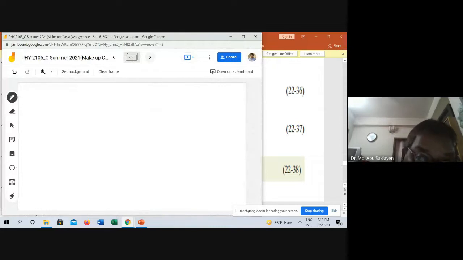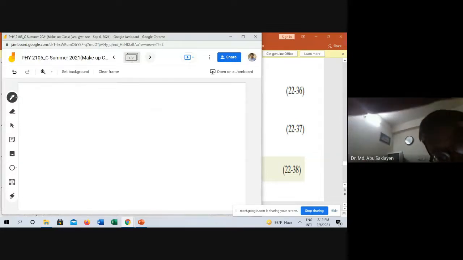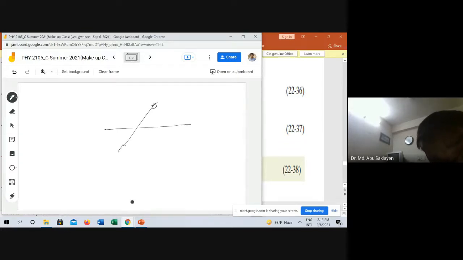Suppose we draw only one line for the electric field, and this is the dipole. This is the electric field, and this angle is theta, so this force is QE, and this force is also QE. Due to this force there will be movement, right? And there will be work done, and this work done will be the potential energy.